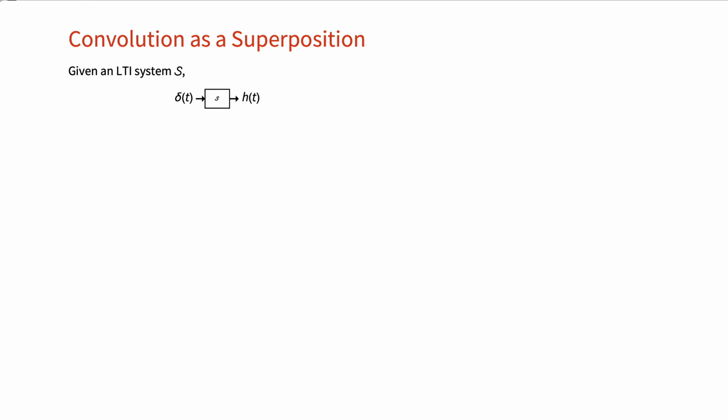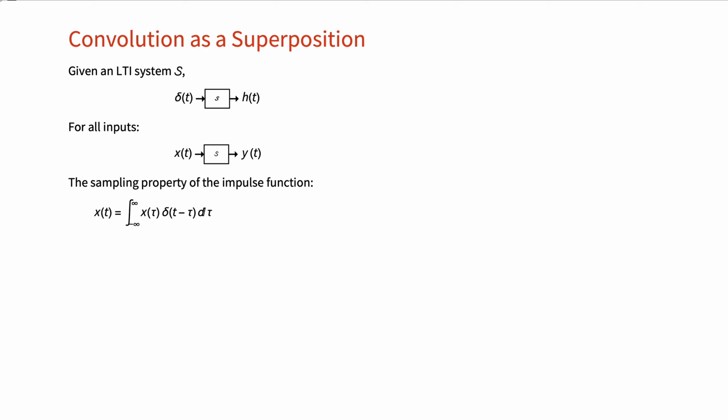Assume we have an LTI system called S, as shown here, and we know its impulse response h of t. Now, if we have the input signal, any input signal x of t, then using the sampling property of the impulse function, we can express x of t in terms of a superposition of scaled and shifted impulse functions as shown here. So we know the output to the impulse function, or h of t, and we have written the input signal x of t as a superposition of impulse functions.